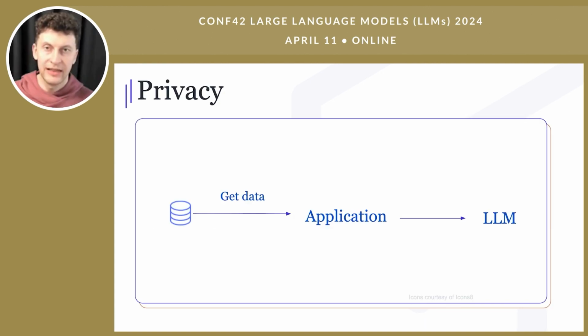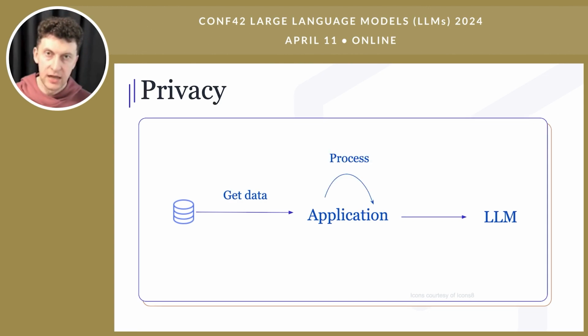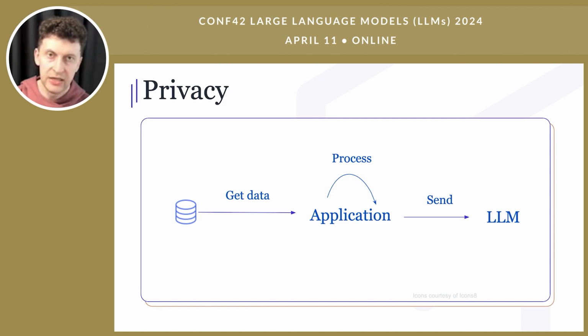Let's have a look at legal and privacy aspects of LLMs. What we need to understand is that whenever we pull data from any database, process it, and then eventually pass it to an LLM, our data is being sent to the LLM provider: OpenAI, Microsoft, Google. In some cases that's perfectly fine, but there are cases where you don't want to send the data anywhere because it's too sensitive.